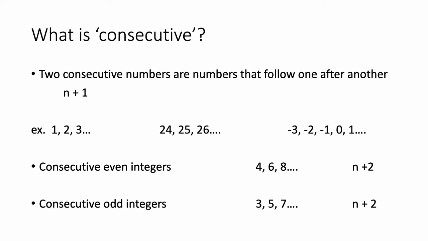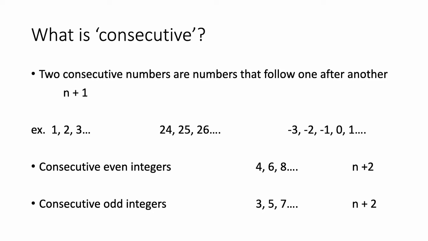Two consecutive numbers are numbers that follow one another, like n and then n plus 1. Examples are 1, 2, 3, 4, 5, it keeps going. Then we have 24, 25, 26, 27, 28, keeps going. And negative 3, negative 2, negative 1, 0, 1, 2, 3, 4, 5, keeps going.